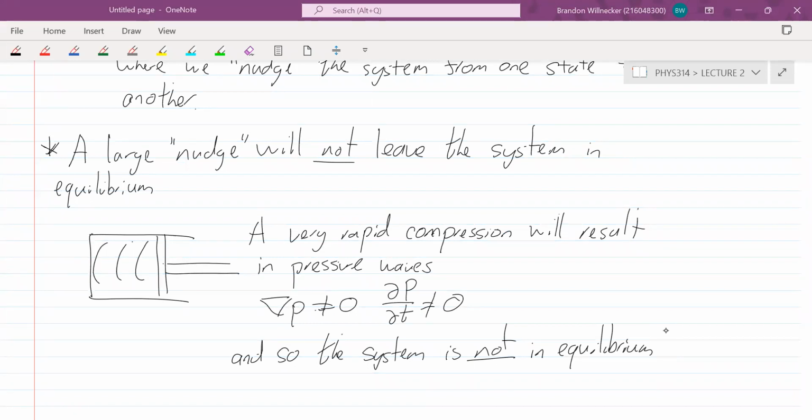If you were to move the piston slowly so that the pressure can equilibrate with each little step, then that would be a quasi-static process. So usually very slow processes can be thought of as quasi-static, because you give enough time between each step for things to settle out, much like the pressure over here. Any questions so far?